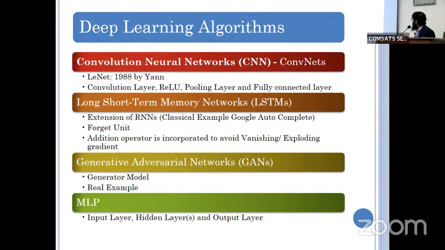So normally, convolutional neural networks you can easily use for image processing, where you have data related to signals. Then if you have some time series data for predictive analysis, you can just use LSTM, long short-term memory networks. This is an extension of RNN.